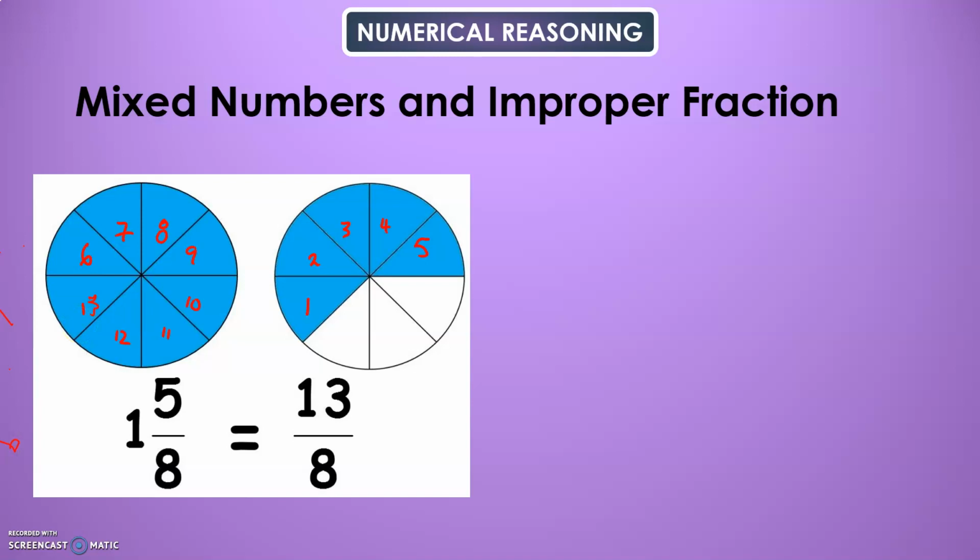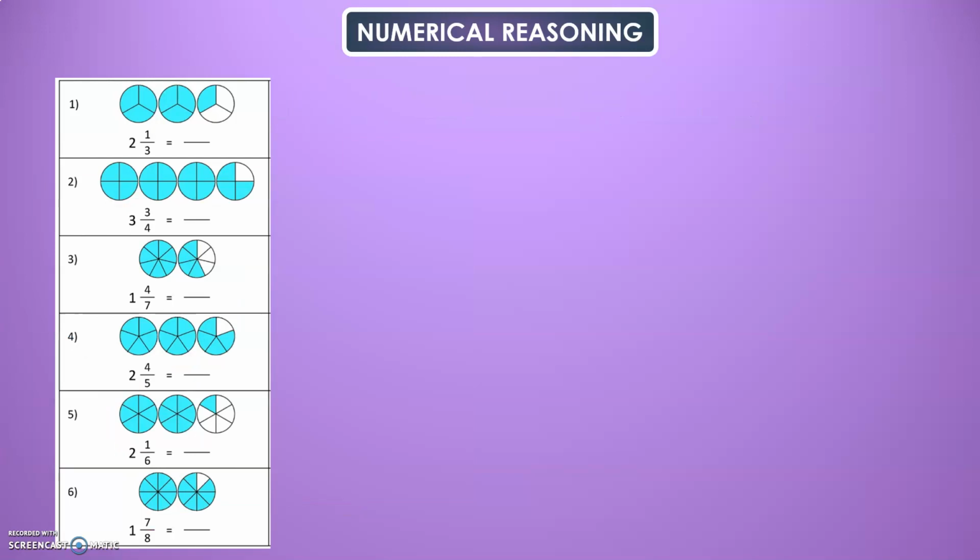So really a mixed number, which is what we've got on the left hand side, is a whole number with a fraction that isn't top heavy, and an improper fraction is top heavy, but they're the same thing, just represented in a different way. Sometimes it's an advantage to have a fraction as a mixed number, and sometimes it's an advantage to have an improper fraction.